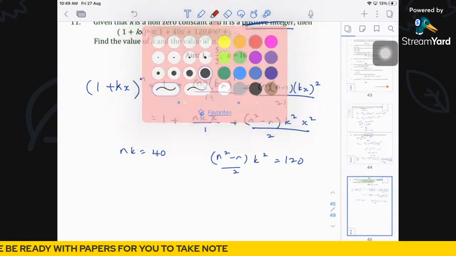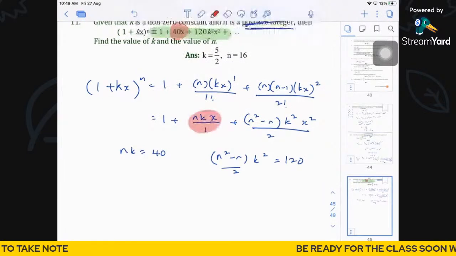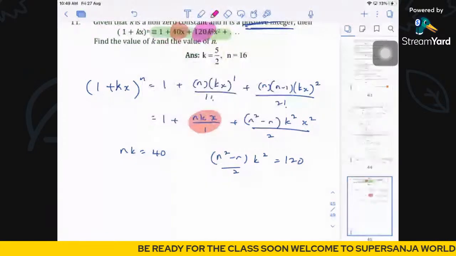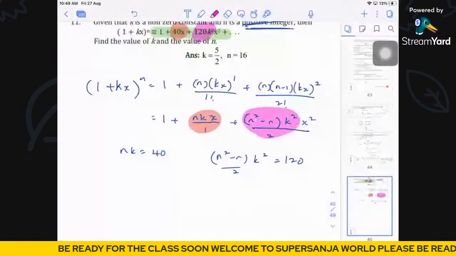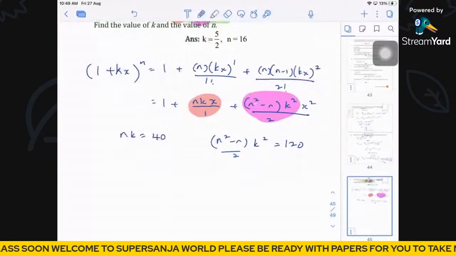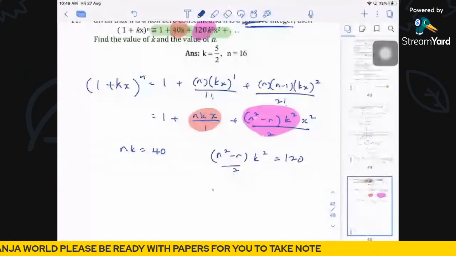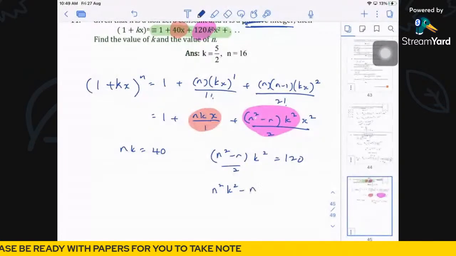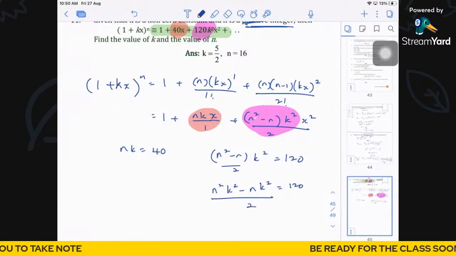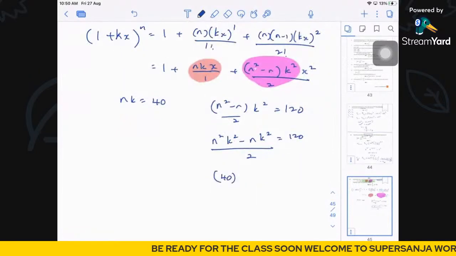I'm comparing with the equation which is given to me. You can see that this red color part you will compare with this red color part, and this pink color part over here you will compare with this part here. Understand? The x compares with the x, the x squared compares with the x squared. So from here, if I really want to solve this, I'm going to get n squared k squared minus nk squared equals 120 over 2. But I know nk is 40, right? So since nk is 40, this will become 40 squared.